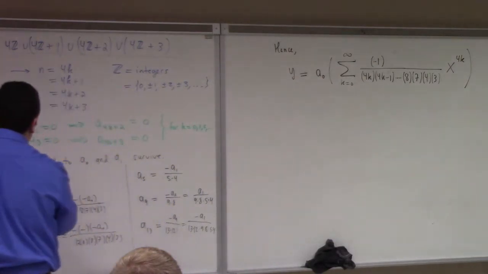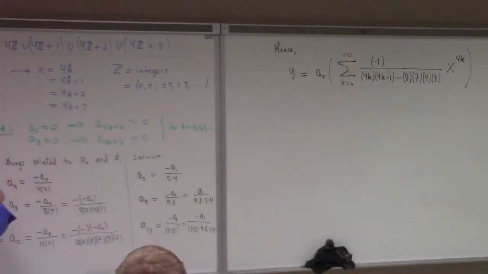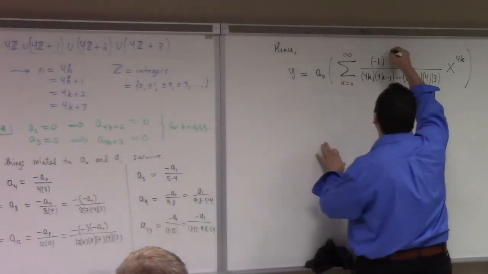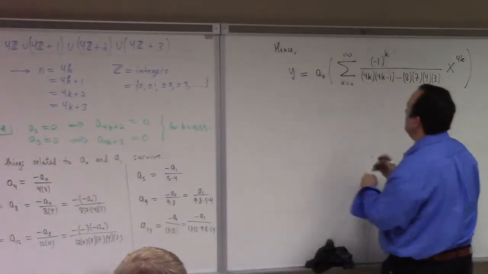Let's see. When we have k equals 1, we get a minus. When we have k equals 2, we get a plus. When we have k equals 3, we get a minus. So it's minus 1 to the k, right? Yeah, you're fine.